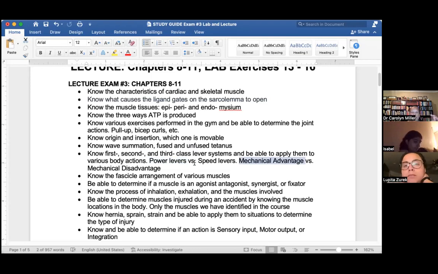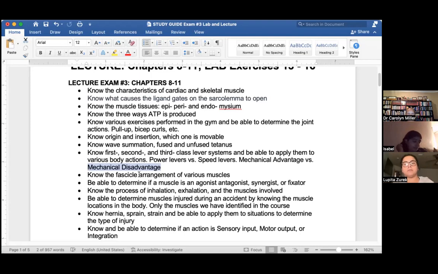Third class lever systems are speed levers. They operate at a mechanical disadvantage. That's what most of our muscles are. Shoveling snow, hitting a golf ball, hitting a baseball, bench pressing, bicep curls, leg raises, all of those are mechanical disadvantage because they want the speed, not necessarily the power. And that's third class lever systems.